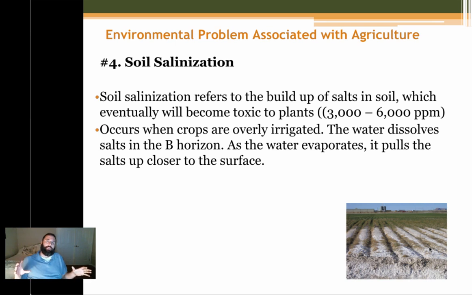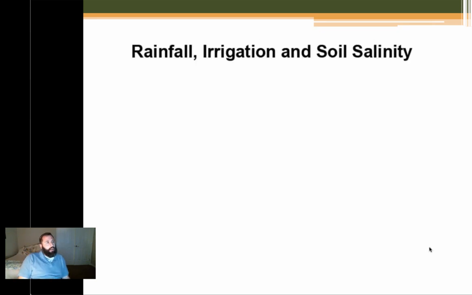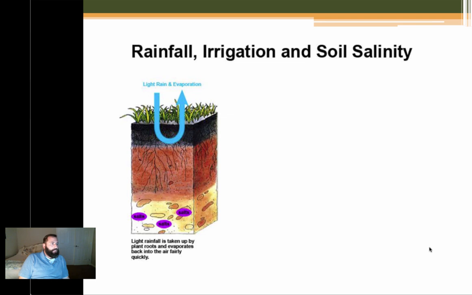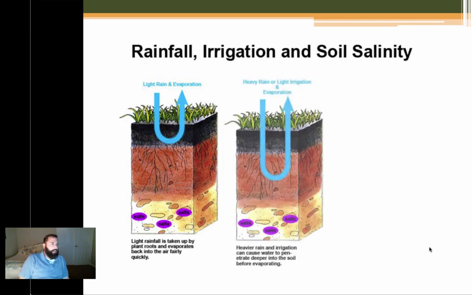So let's say that we've got, well, I'll show you in the next slide. You put too much water in an area and it's going to soak deep down into the soil, and as it evaporates, it pulls the salts back up. And here's what that would look like, right? If there's just light rain and light evaporation, the water doesn't penetrate too far down. If we've got moderate rain, light irrigation and evaporation.